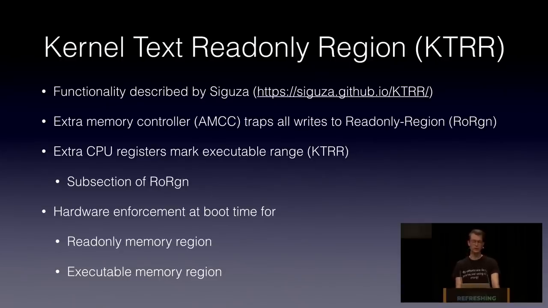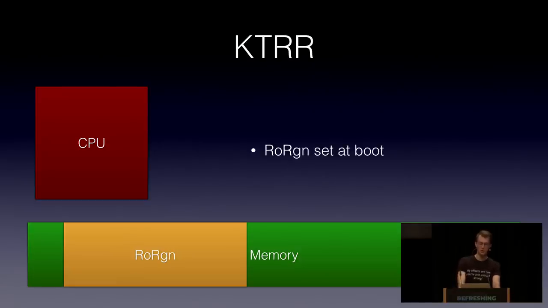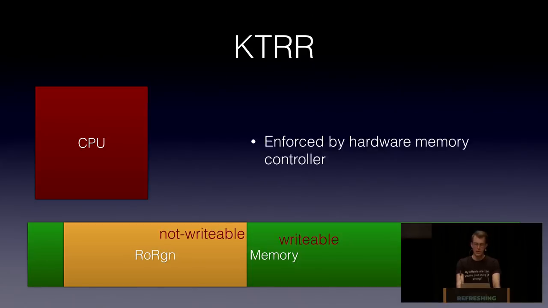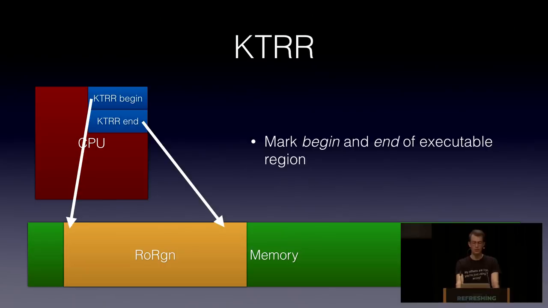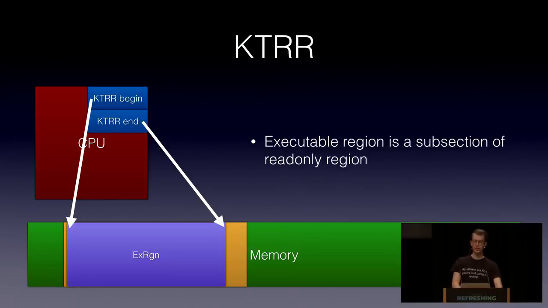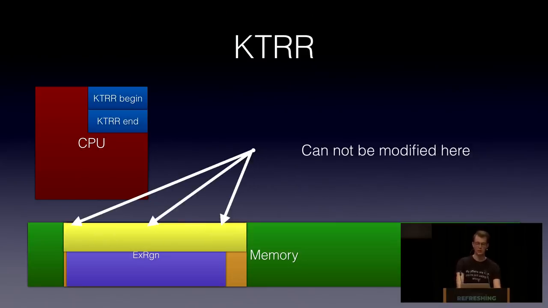So you have hardware enforcement at boot time for a read-only memory region, and hardware enforcement at boot time for an executable memory region. So this is the CPU, this is the memory at the bottom. You set the read-only region at boot, and since that's enforced by the hardware memory controller, everything inside that region is not writable, and everything outside that region is writable. And the CPU has KTRR registers, which mark begin and end. So the executable region is a subsection of the read-only region. Everything outside there cannot be executed by the CPU. Everything inside the read-only region cannot be modified.